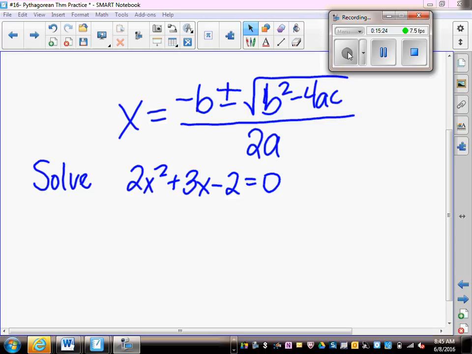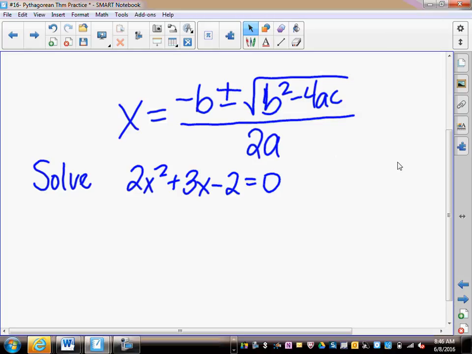Okay, so again, we're solving this using quadratic formula. Make sure you identify A, B, and C, and then just substitute it in. Alright, so those of you that are stuck as to how to start it, notice in your formula, we have B, we have A, and we have C. So we need to know what those are. Anybody know which one's A, which one's B, which one's C?